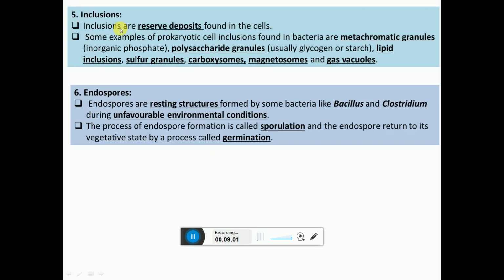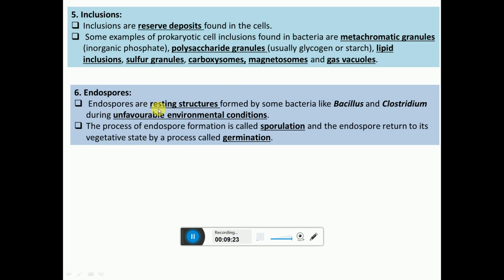The fifth structure is the inclusion. Inclusions are reserved deposits found in the cell. Some examples of prokaryotic cell inclusions found in bacteria are metachromatic granules, polysaccharide granules, lipid inclusions, sulfur granules, carboxysomes, magnetosomes, and gas vacuoles.